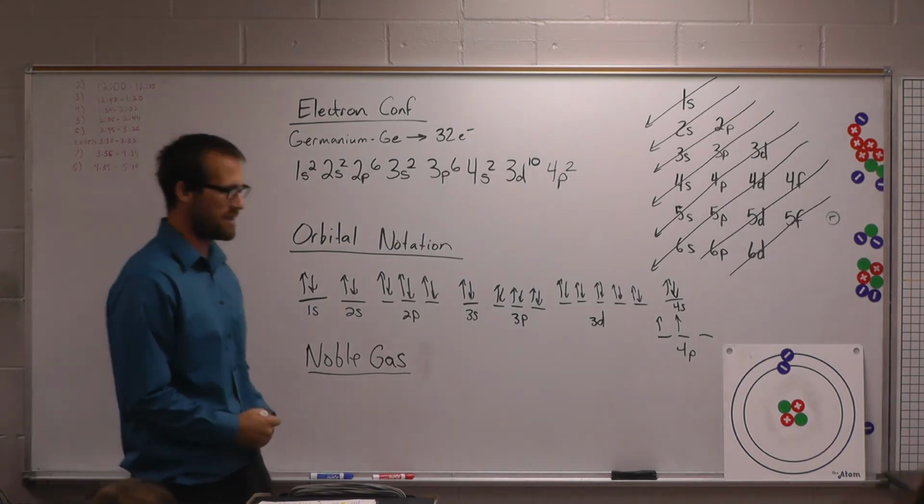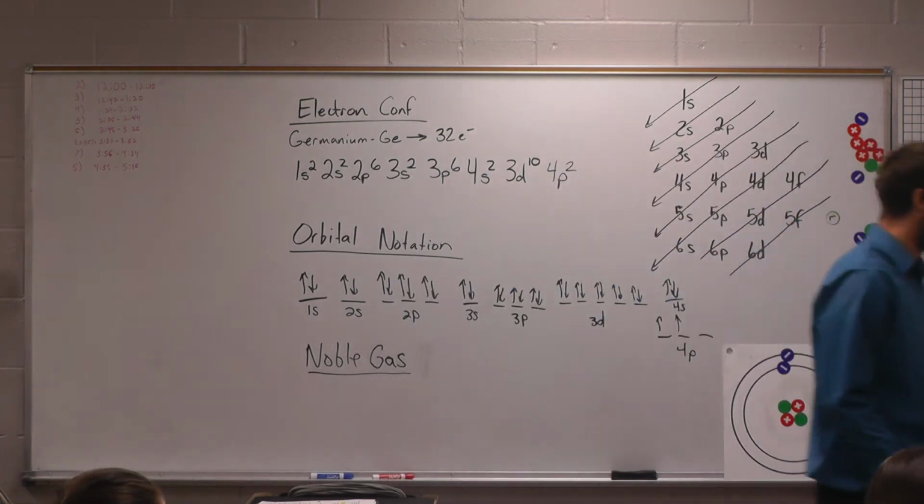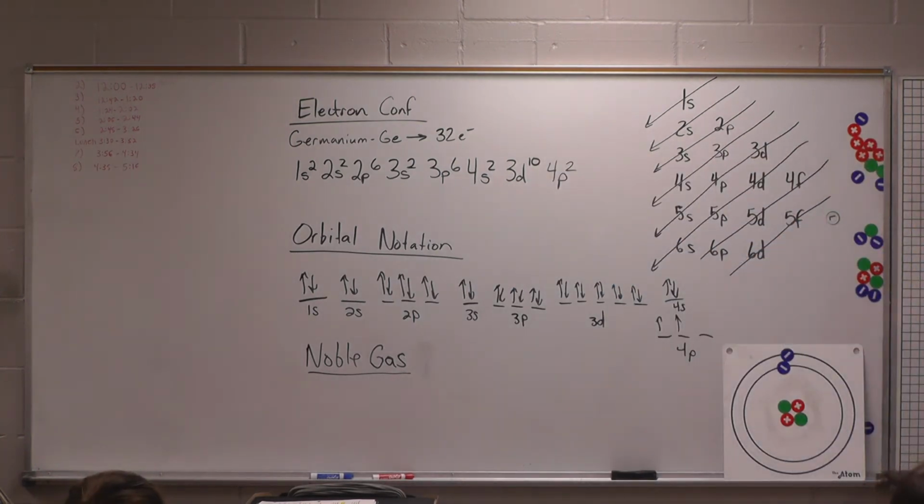Okay? Noble gas. Again, let me review how this works. Find germanium. It's more important that you pay attention on this one, because I don't think orbital notation is difficult, just annoying. Noble gas can save you a whole bunch of time, but it is the hardest to understand right off the bat.